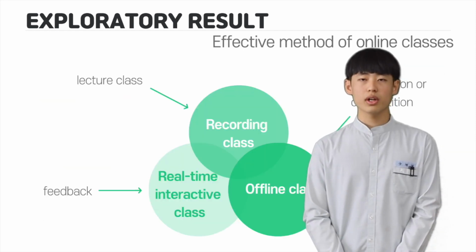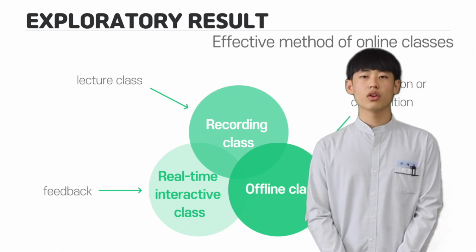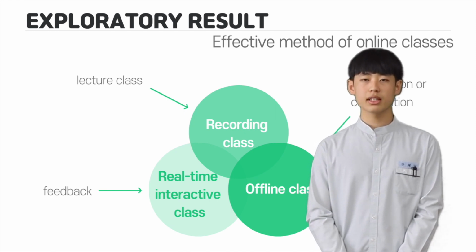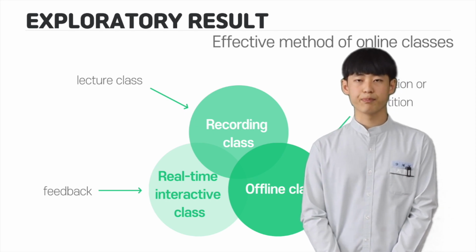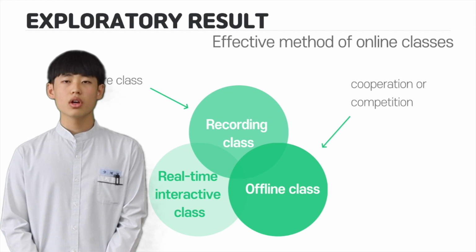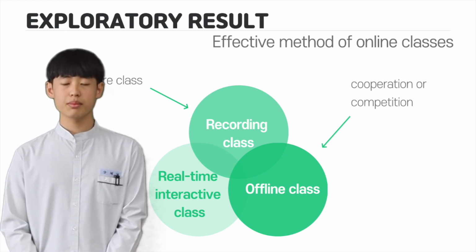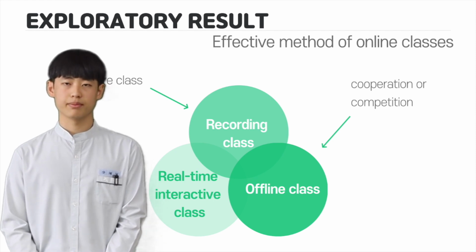Do you think online classes will become perfect as long as we solve all these problems? Rather, online classes will become effective if teachers adjust various types of classes properly according to the circumstance, not sticking to only one class type. For example, when lecture classes are needed, teachers can utilize recording classes. When feedback between teachers and students is required, teachers can do real-time interactive classes. When students need to cooperate or compete with other students, offline classes can be applied.